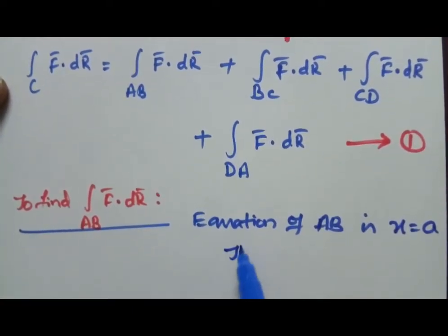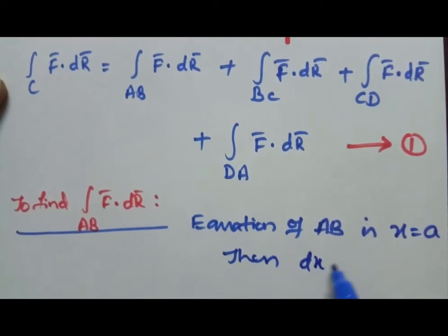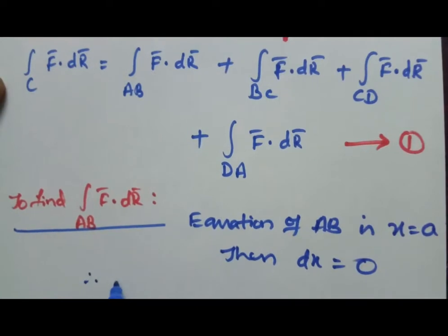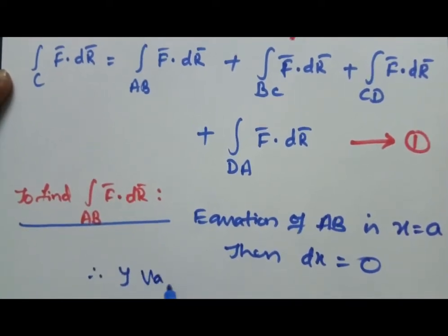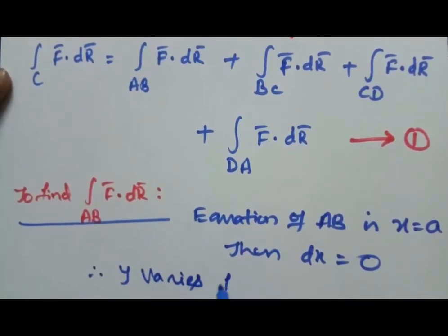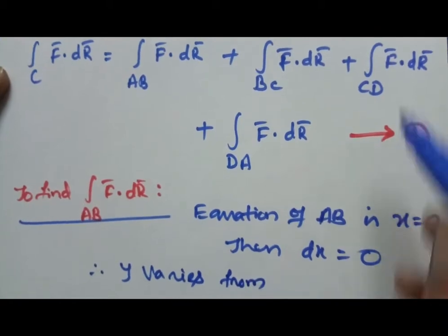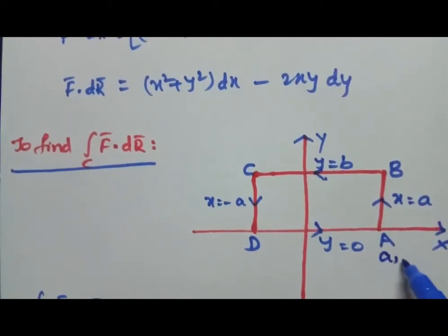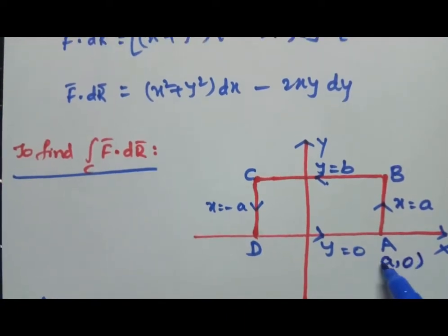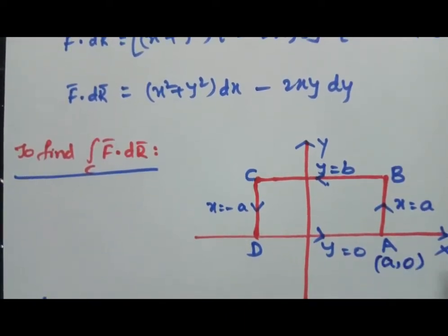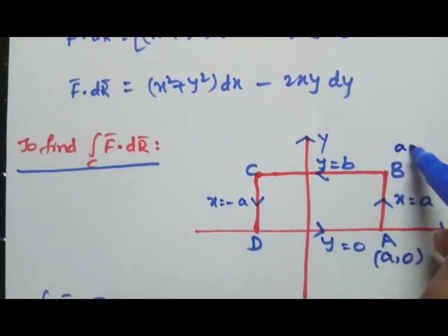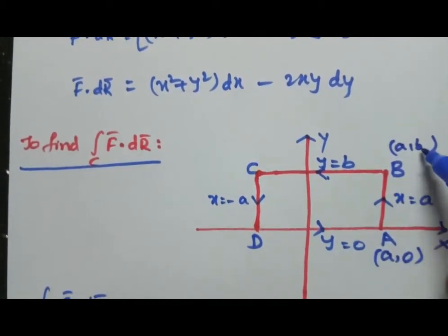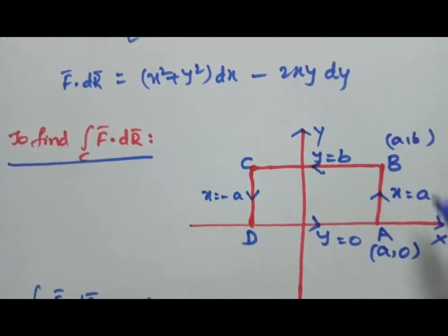Then differentiating on both sides, dx equal to 0. Therefore y varies from 0 to b. Here y varies from 0 to b.